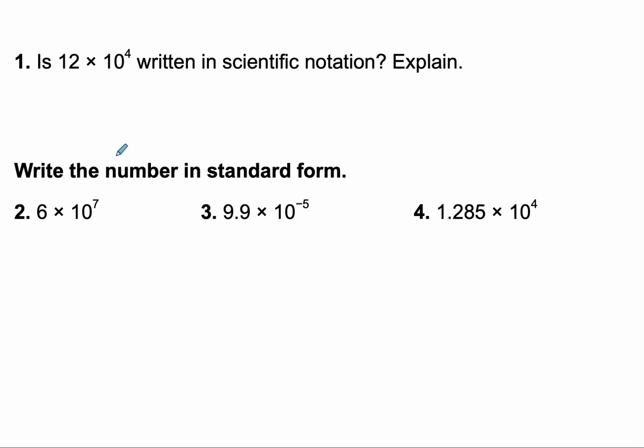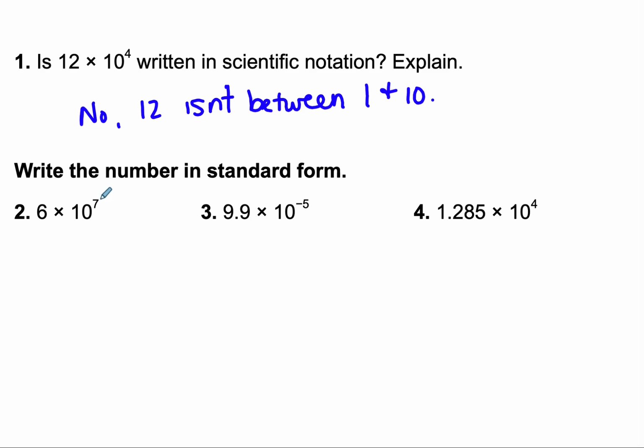All right, let's check our answers. So number 1 is 12 times 10 to the positive 4th power written in scientific notation and explain. No, 12 isn't between 1 and 10.